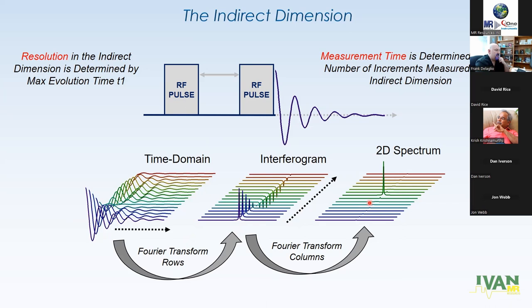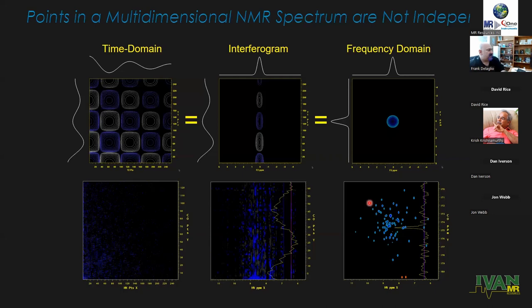Now, the implication of this in practice is that when we think about a signal in a multidimensional data set, for instance, a 2D signal, even though we have a 2D measurement, everything that we know about the signal can be described as a pair of one-dimensional profiles, one for each of the two dimensions. And so in the time domain, the directly detected dimension, a signal from there has a sinusoid profile, and that signal has another sinusoid profile in the indirect dimension, and it's the product of these two that gives us our time domain matrix.